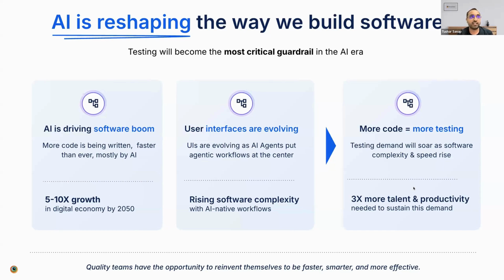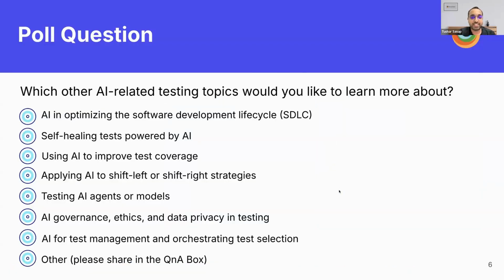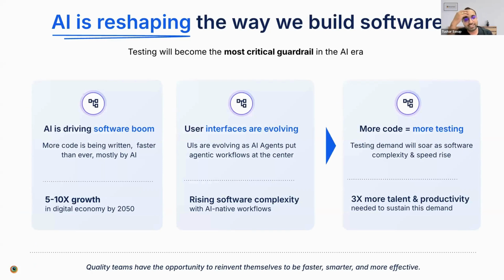And what is going to happen with that? More code means more testing. When we say more testing, specifically, quality teams have this unique opportunity to basically reinvent themselves to be faster, smarter, more effective with AI so that we can be ahead of AI. So that's the unique opportunity we have specifically in software space, right? And how do we basically go there? It's majorly we learn about how we can utilize AI, how we can reinvent our day-to-day life.